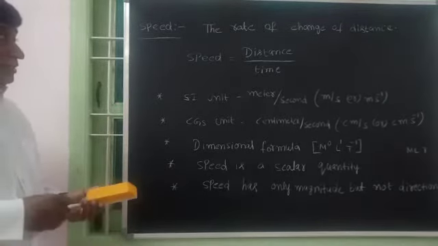Here delta x is nothing but the total change in distance, and delta t is the total time. So this is for a long time, and this is for a small interval of time. In such a case, instantaneous speed we can write here as dx by dt.